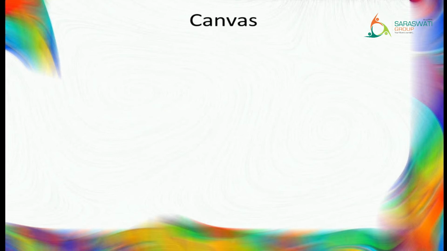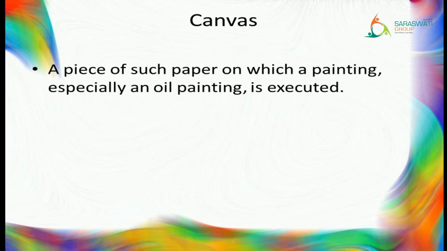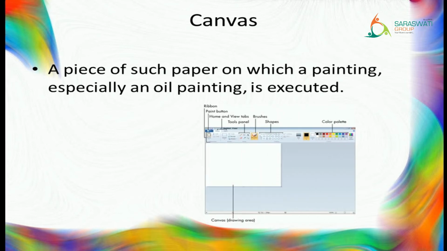Canvas. Canvas means white piece of a paper on which you can draw, right? See, a piece of such paper on which a painting, especially an oil painting, is executed. Executed means it is drawn, right? So on a piece of a paper where you are doing your painting, that is known as what? Canvas, right? Here for paint program, the white area where you can draw, see, you can see this white area is pointed as canvas, which is also known as drawing area, right?